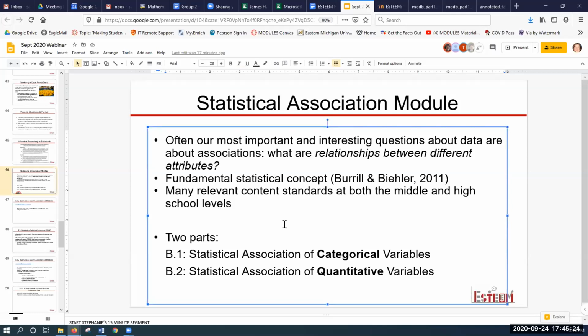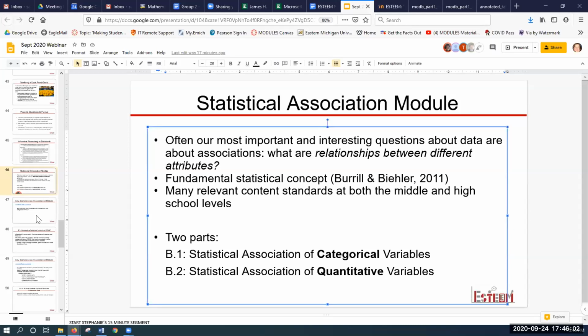So we've organized our module into 2 parts. B.1 is about statistical association of categorical variables, and the second one is on quantitative variables. That was very purposeful ordering. We feel like coming into our courses, students know a lot more about statistical association of quantitative variables with things like scatter plots and line of best fits than they do about statistical association of categorical variables with things like two-way tables and segmented bar graphs. And the reality is there's so much data out there that's categorical is really prevalent. So it's absolutely important. So we wanted to foreground that by putting it first.